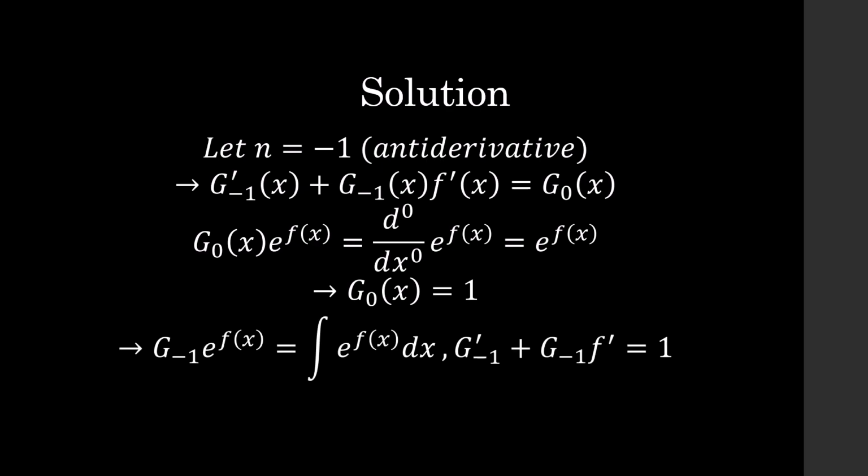So we have this form for the inverse, or the negative first g_n times e^(f(x)), which is the integral of e^(f(x)), where g_(-1) is defined by g_(-1) prime plus g_(-1) f prime equals 1. So now we have this differential equation form for this multiplying factor that we can solve for.